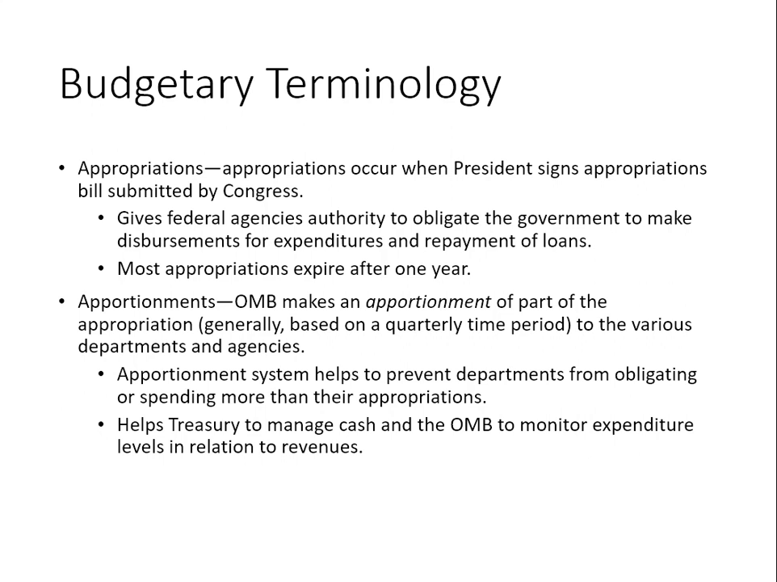Okay, once we have the appropriations, then we have the apportionment. The OMB makes apportionment of part of the appropriations, generally based on a quarterly time period, to the various departments and agencies. So they're not going to give them all the money, but give them apportionments of the money by quarters. The apportionment system helps to prevent departments from obligating or spending more than they are appropriated. It helps Treasury to manage cash and OMB to monitor expenditure levels in relation to revenues.